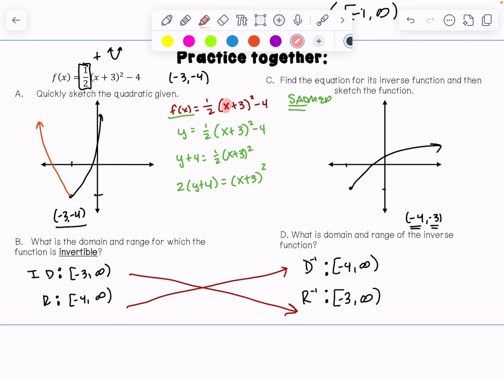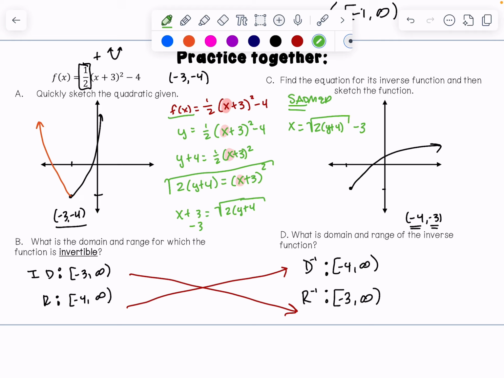And once again, we are trying to isolate the x. So I'm getting rid of things on the side. We're now ready to get rid of the square by square rooting. So now I have x + 3 equals the square root of 2y + 4. And the last thing I'm going to do is move my 3 over. So I'm going to come up here. I have x equals the square root of 2y + 4, minus 3.